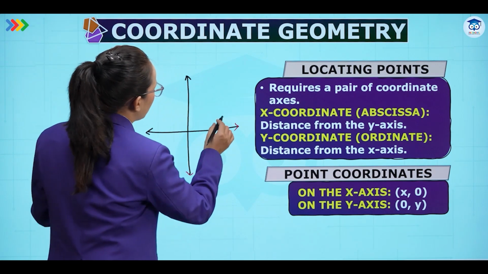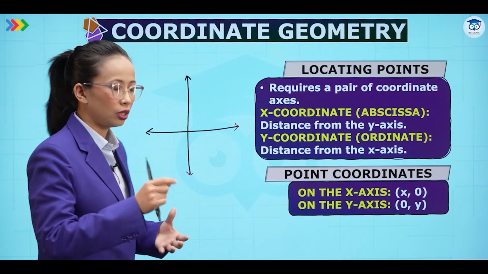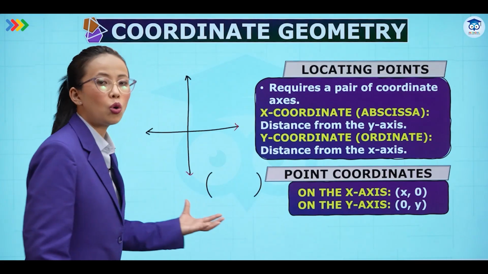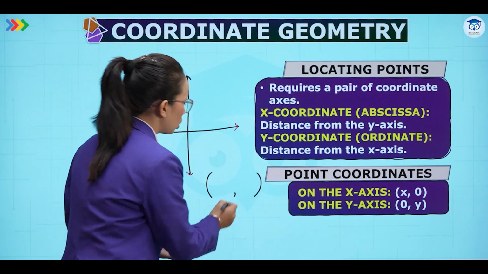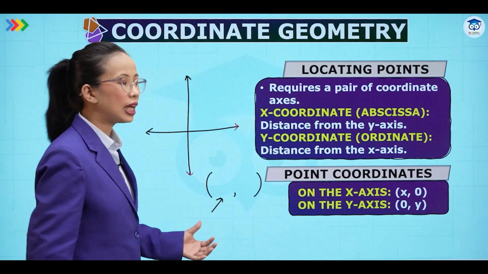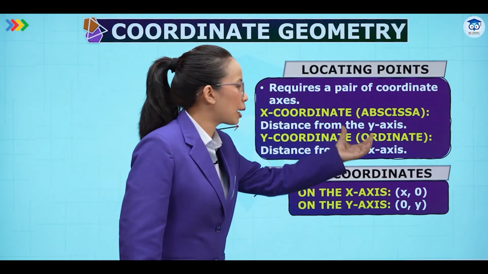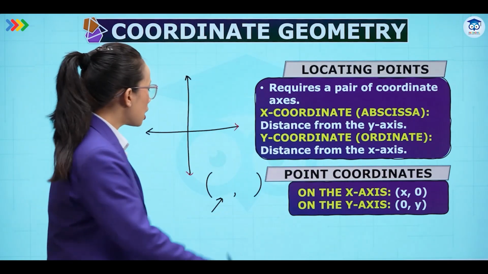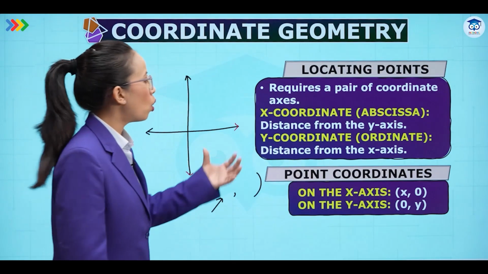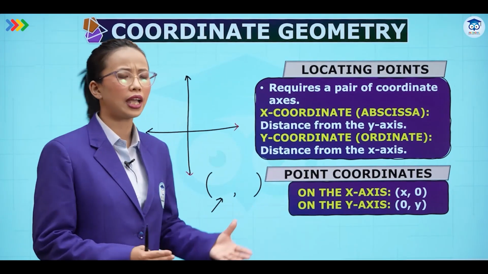Now to plot a point, we require two numbers enclosed within brackets. It is known as a coordinate. The first value is known as the x coordinate, also known as the abscissa, and we have the y coordinate, which is known as the ordinate. But what are these abscissa and ordinate?